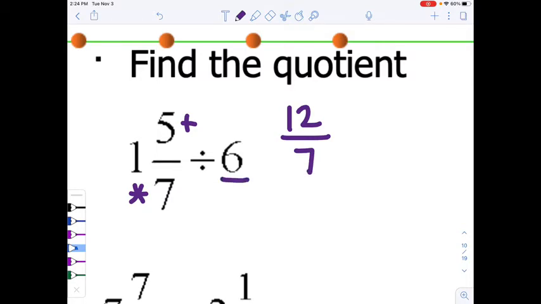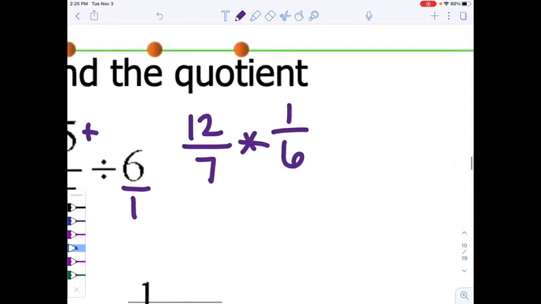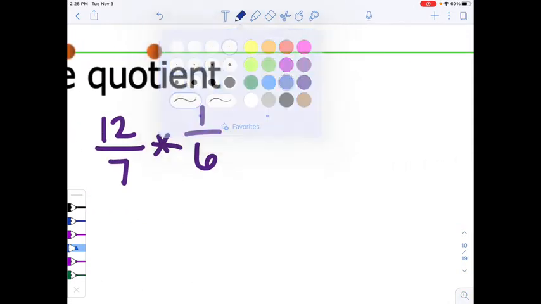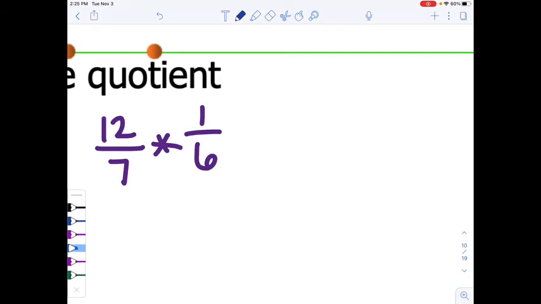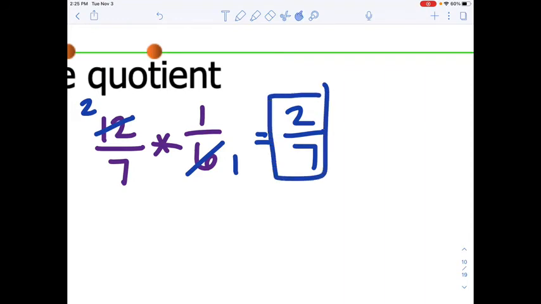Then, before I move on to change flip, I'm going to first put 6/1 so that it's already as a fraction. And now I can change to multiplication and flip 6/1 should be 1/6. Now I look to see if I can cross simplify, and in this case I can. 12 and 6. 6 goes into 6 one time. 6 goes into 12 two times. And now I'm going to multiply. 2 times 1 is 2. 7 times 1 is 7. I can't simplify that any further, so my answer is 2/7.